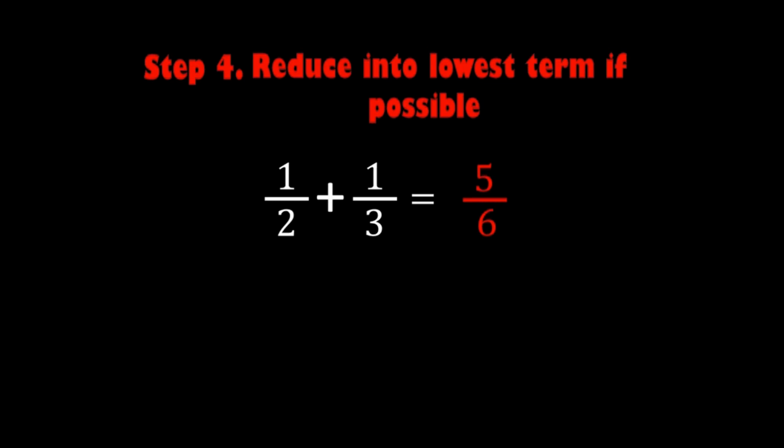Since in this case, there are no common factors of 5 and 6, hindi na natin marireduce sa lowest term ang 5/6. So, 5/6 is our final answer. Diba? Napakadali mag-add ng dissimilar fractions. Now, let's have another example.